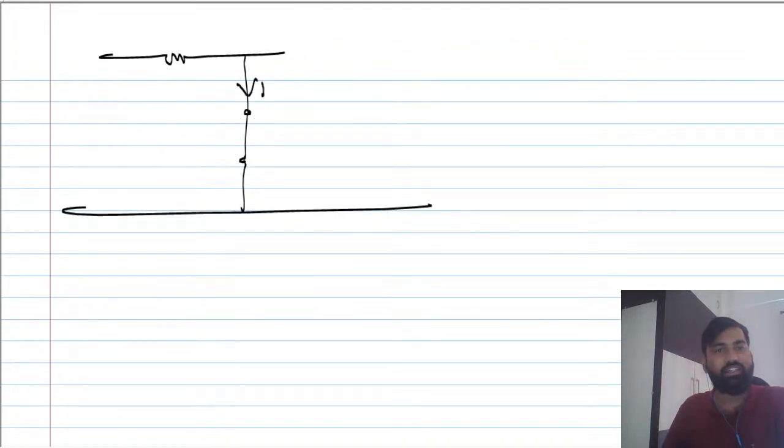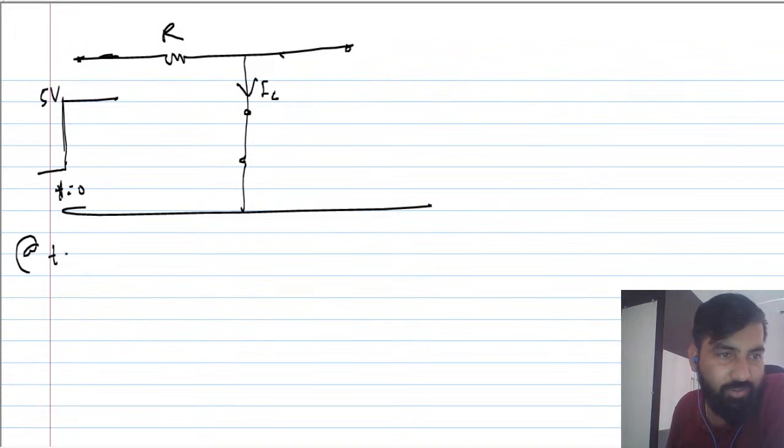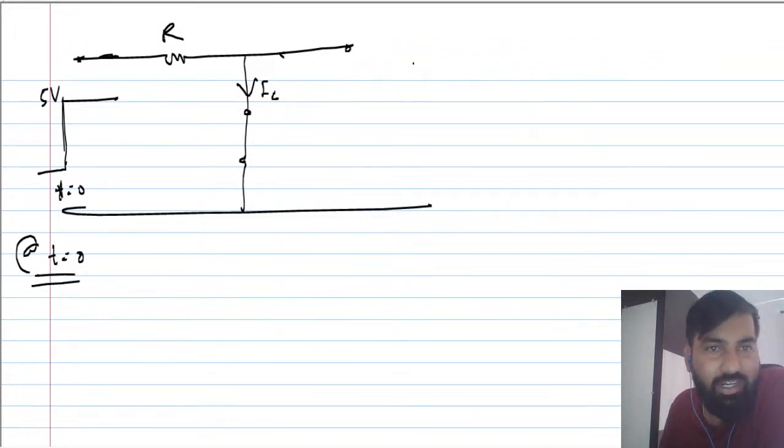Okay, and the current is flowing, IC. Okay, this is R, right, and this is at t equal to 0. We have applied some voltage, you can say 5 volt. So what is the current flowing through this capacitor at t equal to 0 plus? The current which is flowing here, IR, will be 5 upon R.